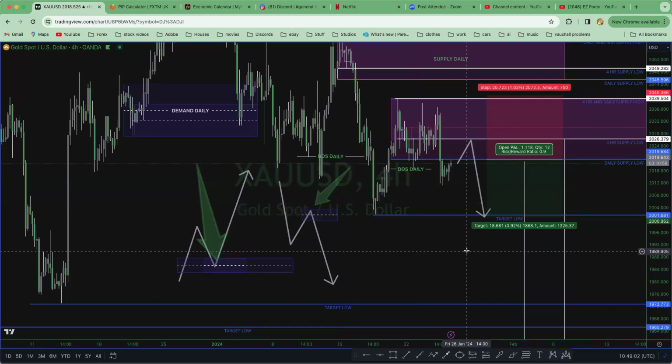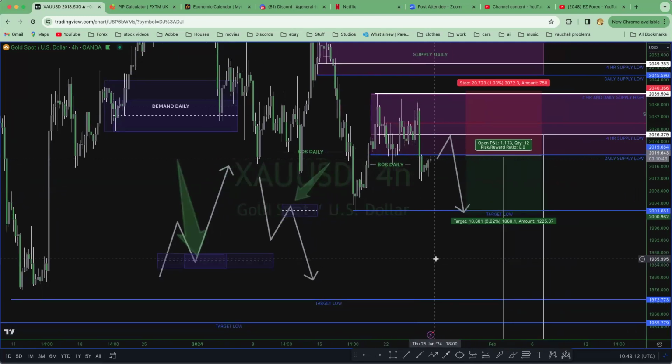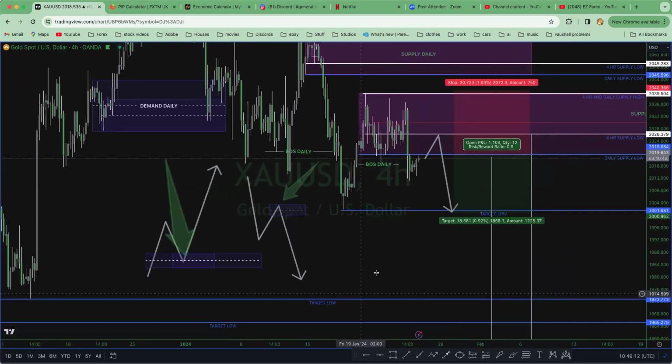Because a 5, 15 or 30 minute supply or demand can appear every 30 minutes. Well, not every 30 minutes, but you know what I mean? Maybe every 2 hours, 1 hour, a new one could appear, whatever it is. It depends on the time frame you're using your supply and demand on. But yeah, hopefully that answers your question, mate, as well.